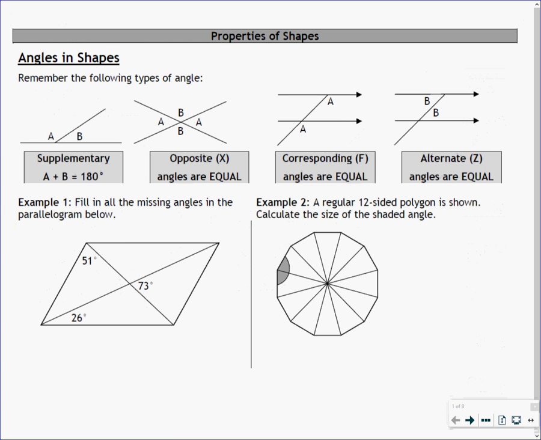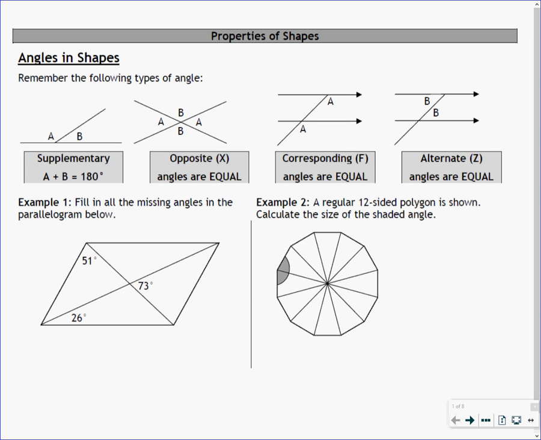Okay, the final topic that we're going to look at is properties of shapes, and in particular, looking at angles within shapes. Okay, so these first two examples are really just some very quick revision. So what we need to remember here are all of the angle knowledge that we learned from first year onwards.